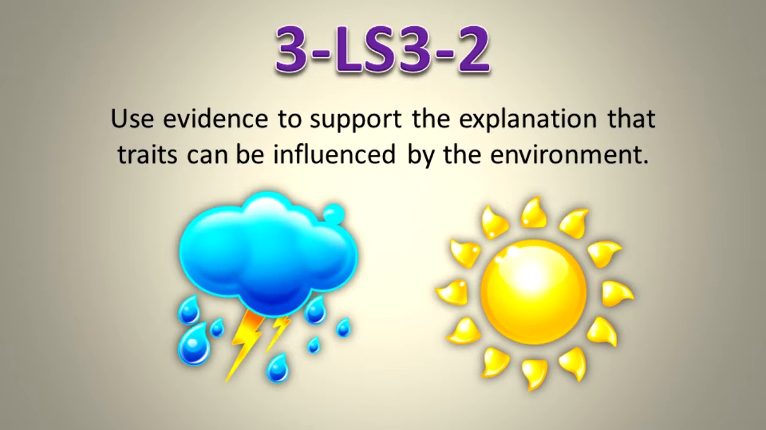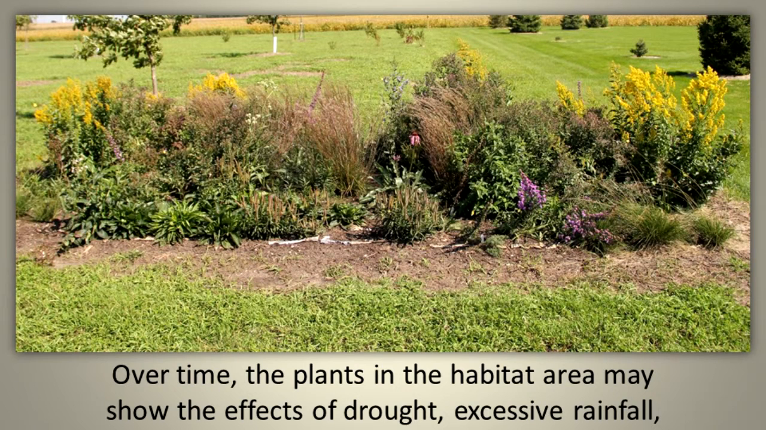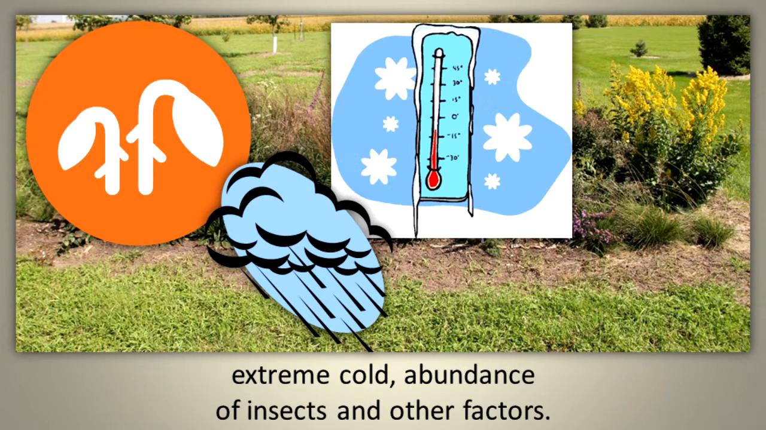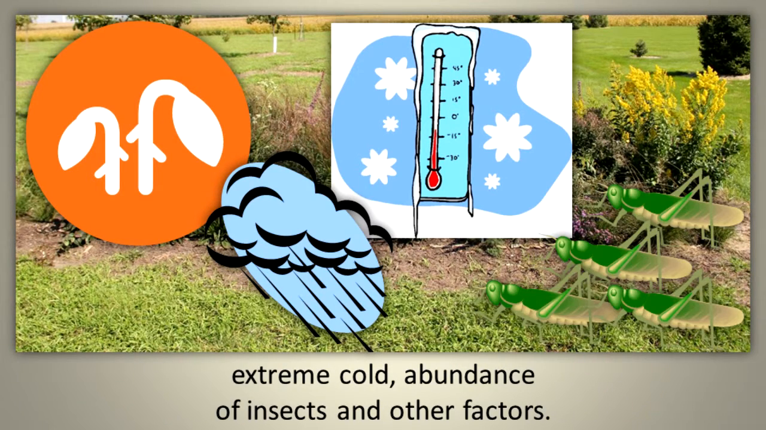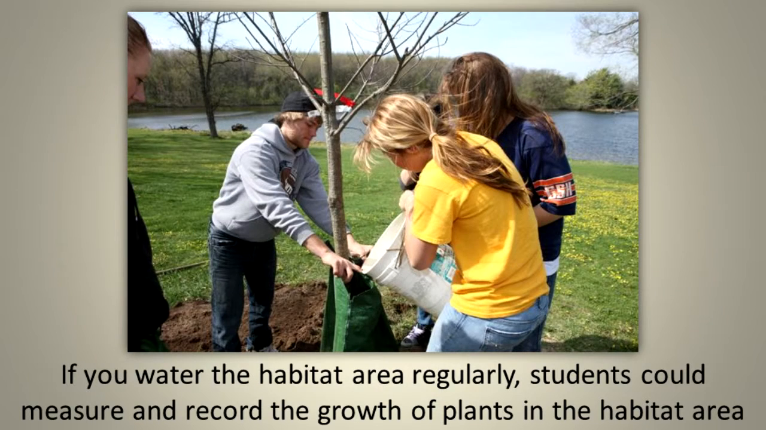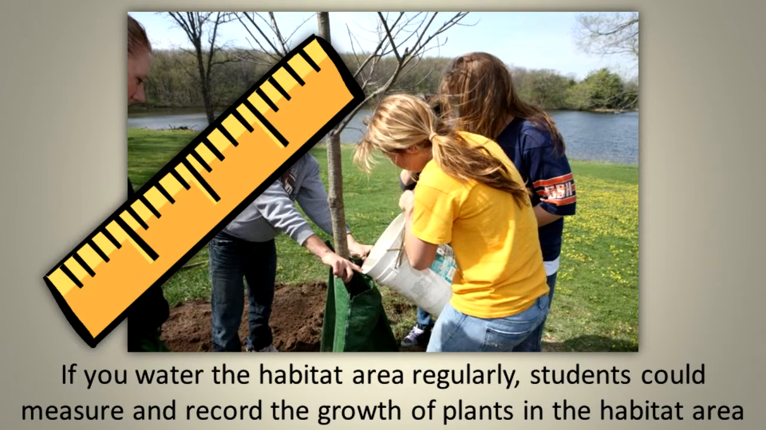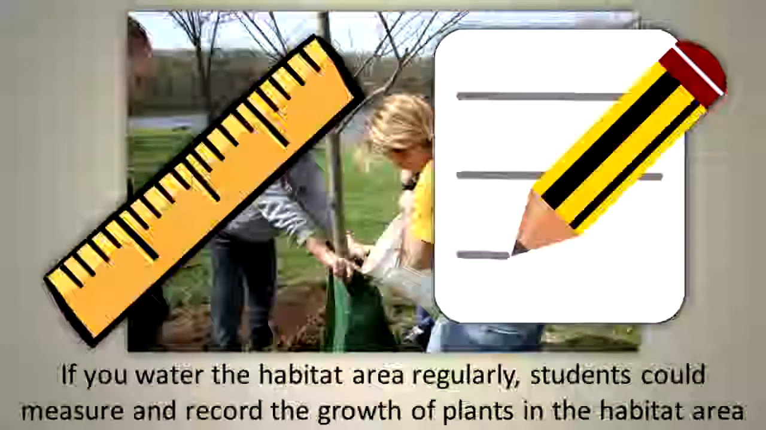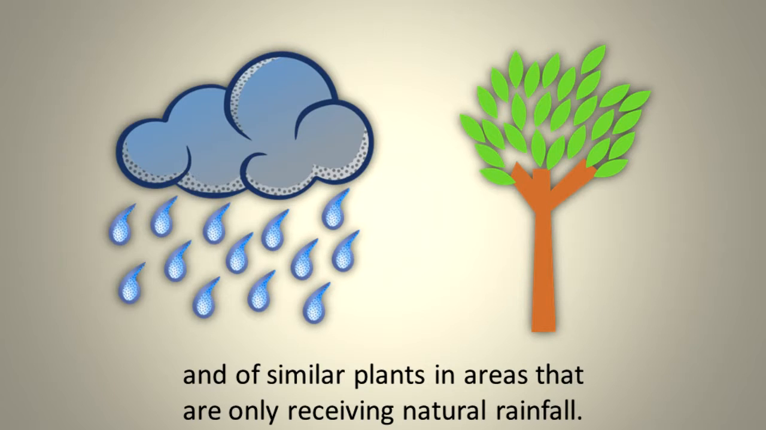3-LS3-2. Use evidence to support the explanation that traits can be influenced by the environment. Over time, the plants in the habitat area may show the effects of drought, excessive rainfall, extreme cold, abundance of insects, and other factors. If you water the habitat regularly, students could measure and record the growth of plants in the habitat area and of similar plants in areas that are only receiving natural rainfall.